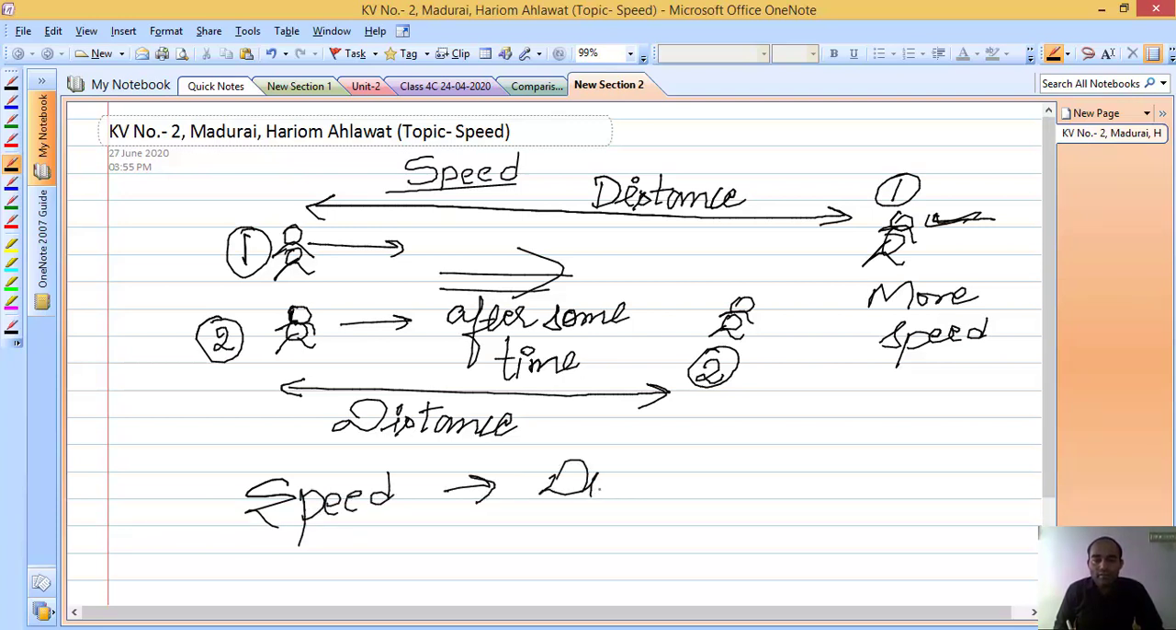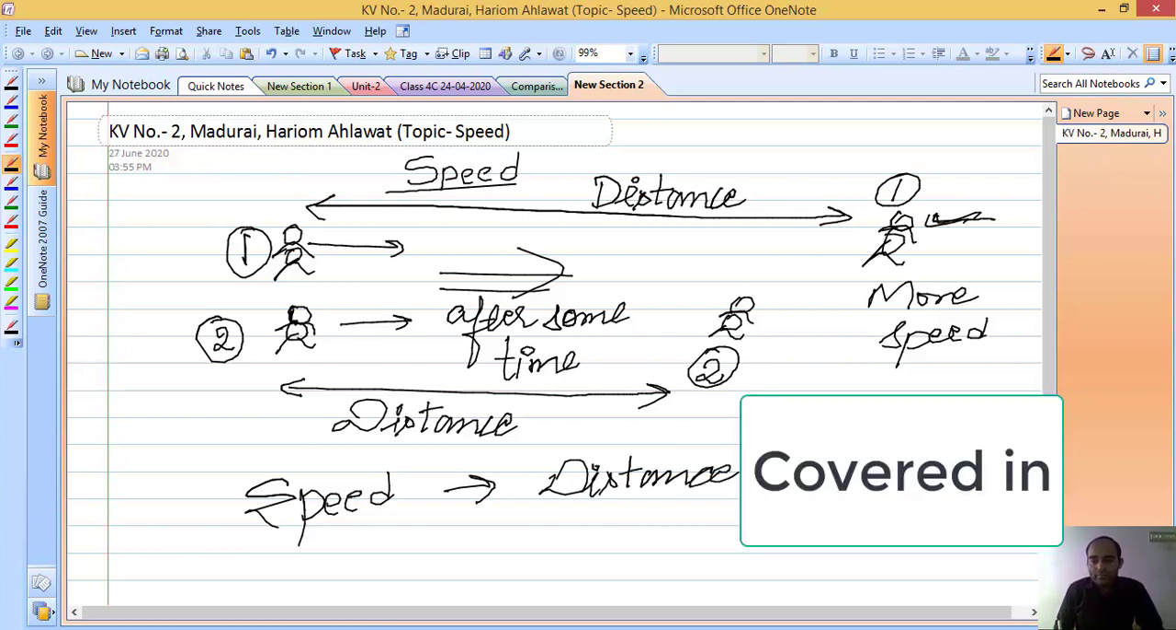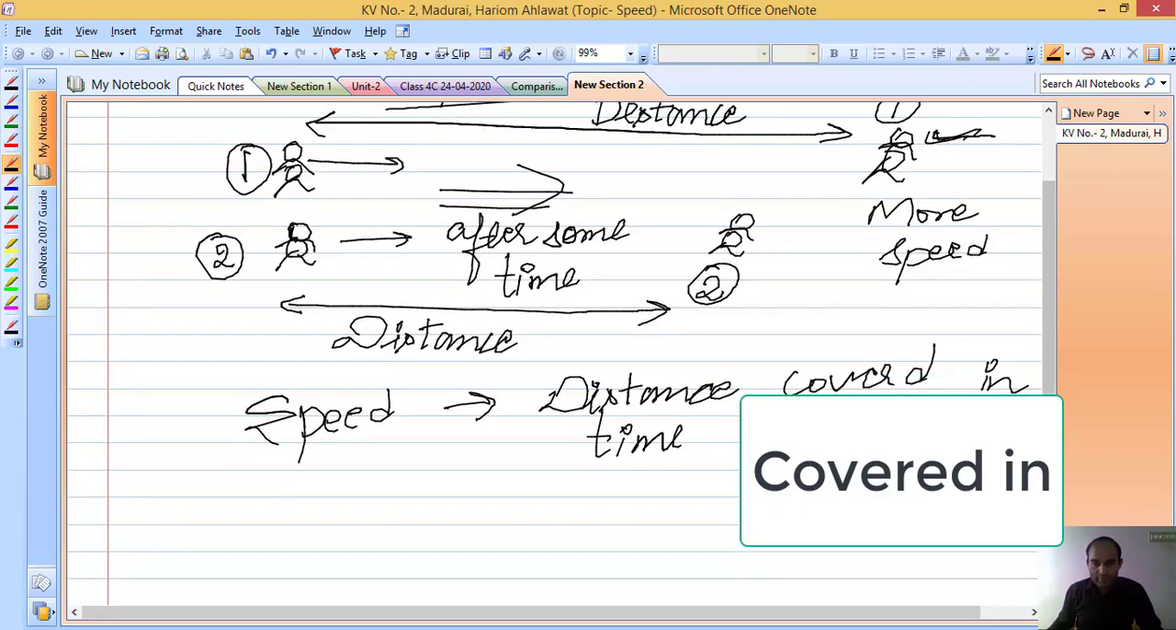Distance covered in time. Okay, so how can you calculate the speed? Distance per time. Okay, you will understand this later. First of all, you need to understand this.